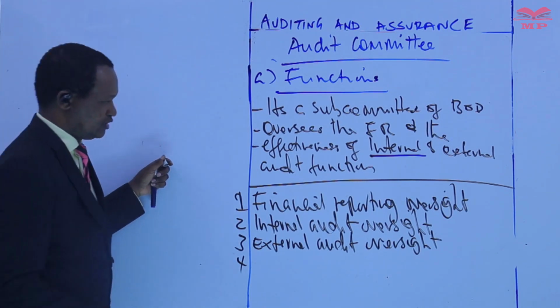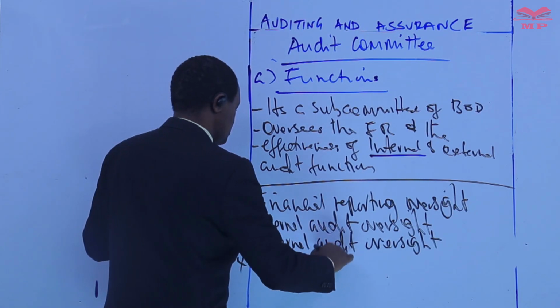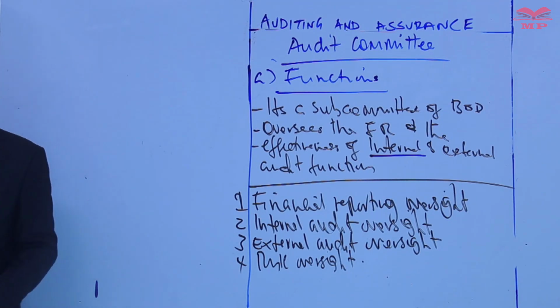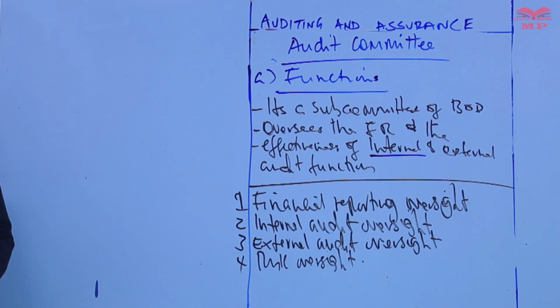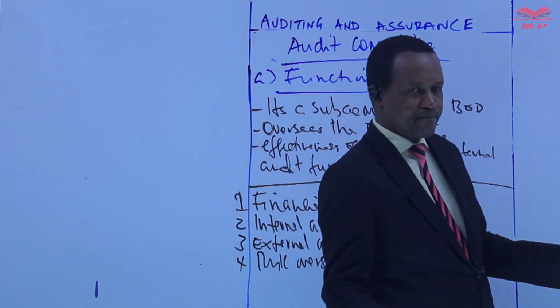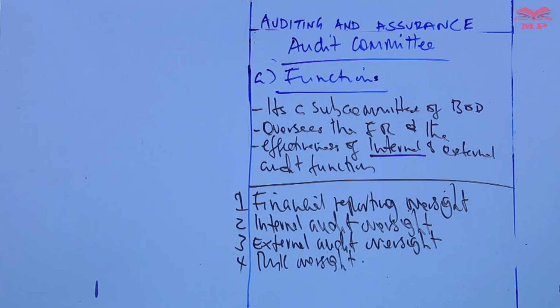Next, risk oversight. The committee reviews the organization's risk management framework and ensures that it is adequate and effective. So it is the function of this committee to monitor the identification, the assessment, and also the mitigation of key risks. Key risks.